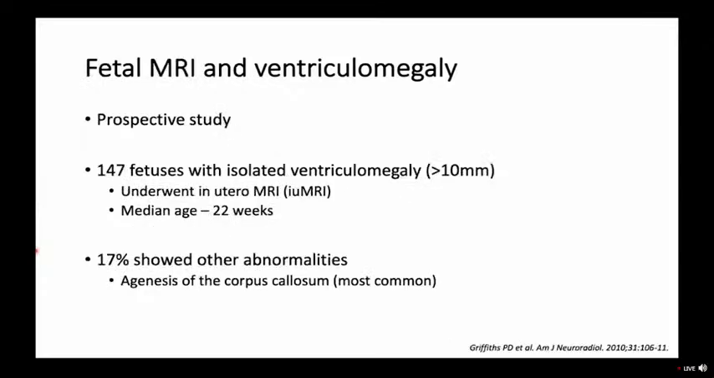Here's a study of fetal MRI done in the setting of what we think is isolated ventriculomegaly. 150 babies, they see a ventricle over 10 millimeters. Every one of them got an MRI. And amazingly, we saw like 1 in 5 extra things. 20% of babies had something extra when we thought it was just ventriculomegaly. And actually, agenesis of the corpus callosum was one of the most common abnormalities. So, real big benefit by doing fetal MRI.